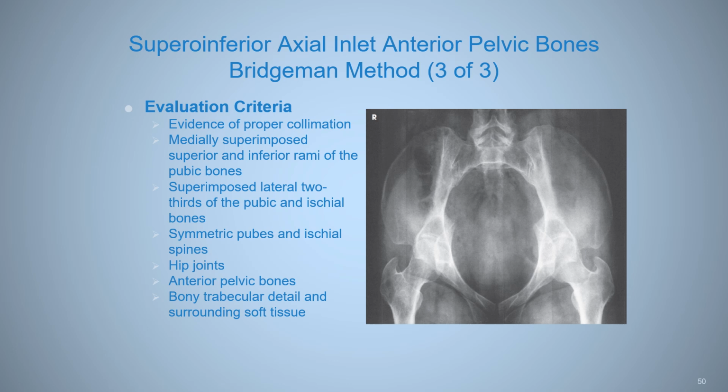Let's see, superimposed lateral 2/3 of pubic and ischial bones, right? So the rami should be mostly superimposed with each other. Pubic and ischial spines symmetric. In particular, those ischial spines, you can see those pointing at the sacrum from each side, right there. They look like they're pointing straight at the coccyx. Okay. And again, the whole point of the inlet view is to measure the pelvic inlet, the true pelvis.